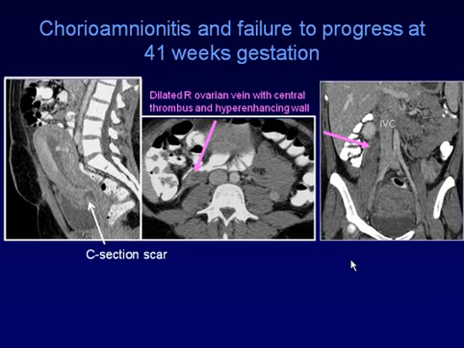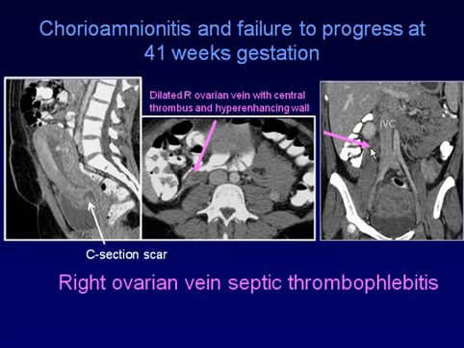But if you notice, this is a transverse view higher up: the aorta, inferior vena cava, and this is the right ovarian vein. It's dilated, and there's a central area of hypodensity. This is a coronal reformat, the inferior vena cava and its branches, and this is the ovarian vein coming towards it. And again, you can see this low density material. This patient has a septic thrombophlebitis of the right ovarian vein.